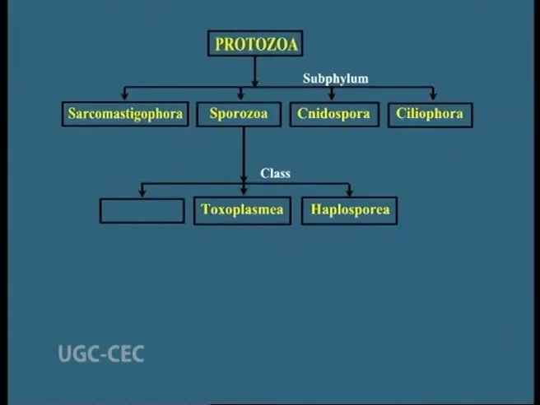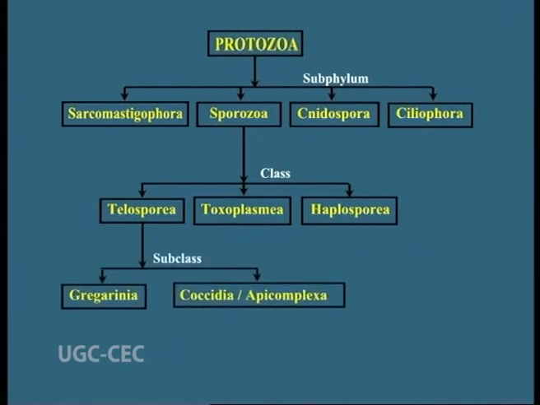Pseudopodia absent and locomotion is by gliding or body flexion. Spores without polar capsules and filaments, naked or encysted. Reproduction is sexual and asexual. Class Telosporia is divided into two subclasses. They are Gregarina and Coccidia or Epicomplexa.